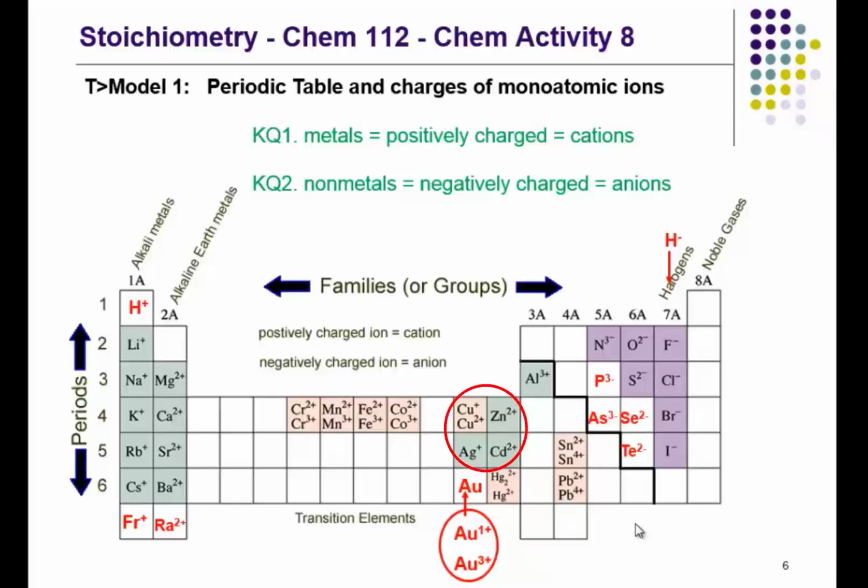I do need you, however, to remember that zinc, cadmium, and silver cations do not have variable charges. Therefore, they do not need, nor should you put, Roman numerals to indicate what the charge is in an ionic compound. Their charges are fixed. Silver cation is always +1, zinc cation is always +2, cadmium cation is always +2.